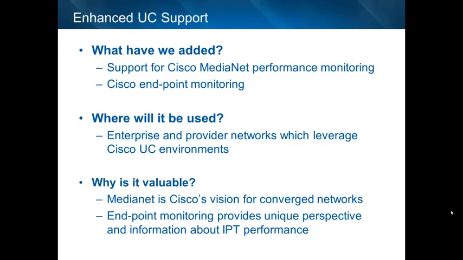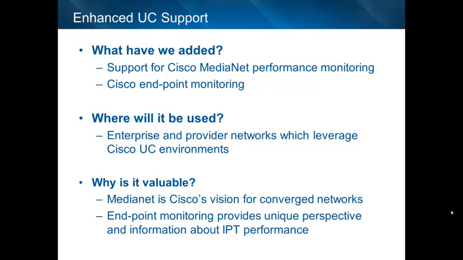Next, we'll talk a little bit about the unified communications enhancements which have been made to Observer Infrastructure. Cisco MediaNet Performance Monitoring is a suite of technologies that allows organizations to better understand the communication which is occurring across their Cisco converged IP infrastructures. Specifically, Cisco MediaNet Performance Monitoring allows organizations to extract metrics such as jitter, packet loss, and quality scoring from the infrastructure devices themselves on the voice and video transactions which are taking place across that converged IP environment.